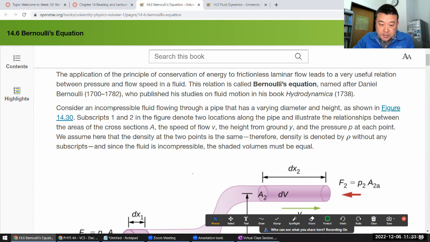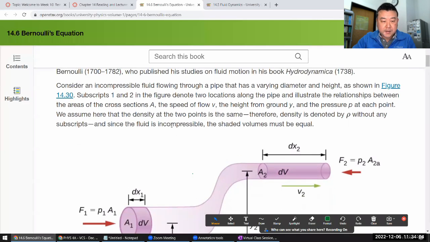Consider an incompressible fluid flowing through a pipe that has a varying diameter and height, as shown in the figure below. We'll look at that in a bit. Subscripts 1 and 2 in the figure denote two locations along the pipe and illustrate the relationship between the areas of cross sections, A, the speed of flow, v, the height from ground, y, and the pressure, P, at each point. So we have four variables that are going to get subscripts because there are two different locations we'll be looking at. We assume here that the density at the two points is the same.